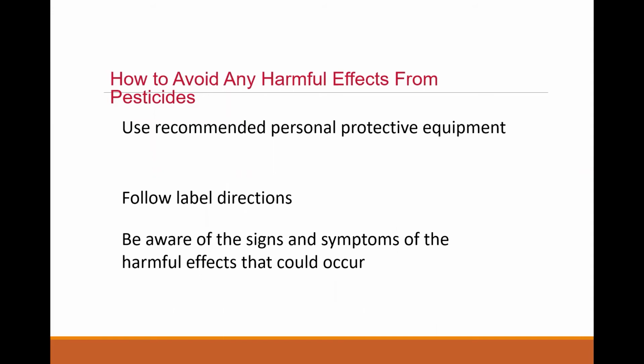How to avoid any harmful effects from pesticides? We want to use the recommended personal protective equipment and follow those label directions. The closer we stay to that label, the safer we're going to be, because that label was designed to keep us safe. And if it's used correctly, we should be safe. The environment around us should be safe, and we should be effective with it. And then be aware of signs and symptoms of harmful effects. And if you start to feel something's not right, stop. Get away from it. Don't just keep working through that until you become extremely sick.